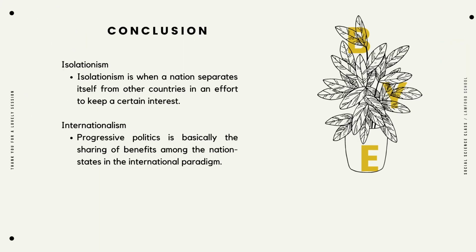So, as the conclusion, isolationism is when a nation separates itself from other countries in an effort to keep a certain interest. Meanwhile, internationalism is about progressive politics, the sharing of benefits among the nation states in the international paradigm. The rise of supranational organizations like the United Nations, African Union, and European Union makes it easier for nations to cooperate with each other. Hence, we can conclude that today's world is more keen on internationalism than isolationism.